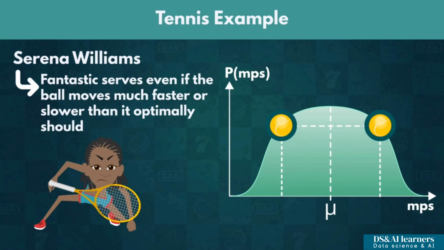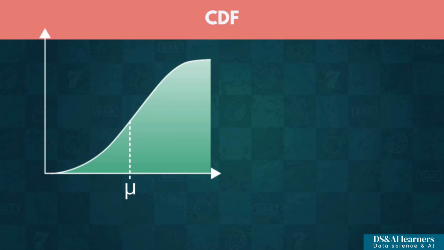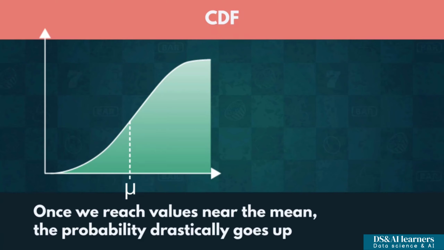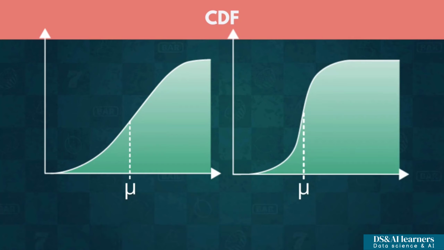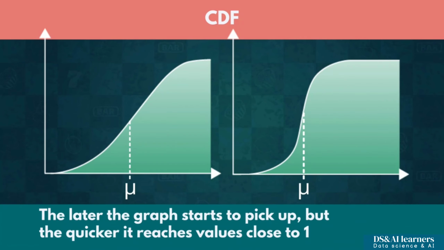Fantastic. Now let's discuss the cumulative distribution function. It should be a curve that starts off slow, then picks up rather quickly, before plateauing around the 1 mark. That is because once we reach values near the mean, the probability of converting the point drastically goes up. Once again, the scale would dictate the shape of the graph. In this case, the smaller the scale, the later the graph starts to pick up, but the quicker it reaches values close to 1.